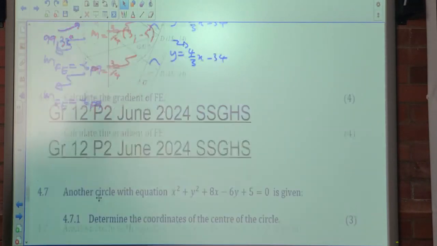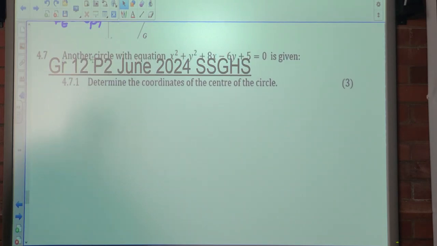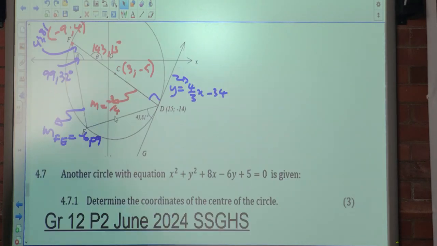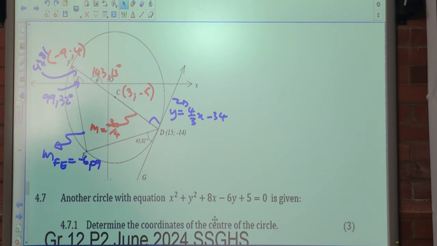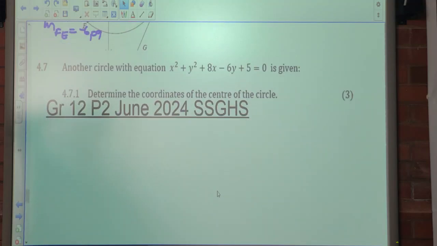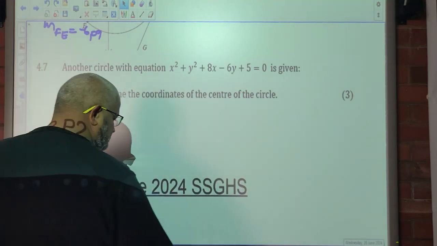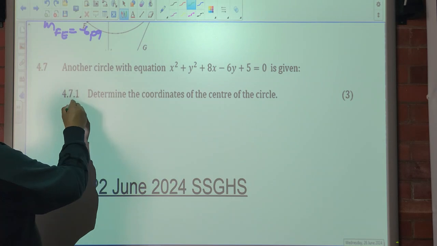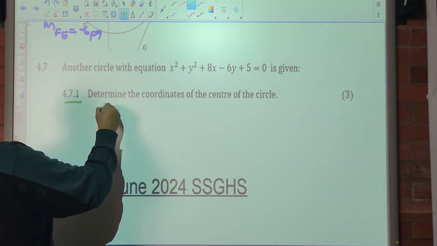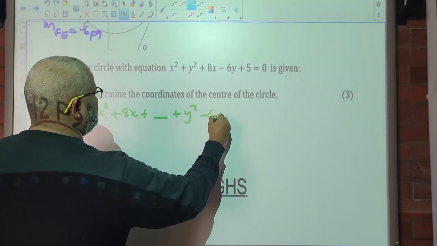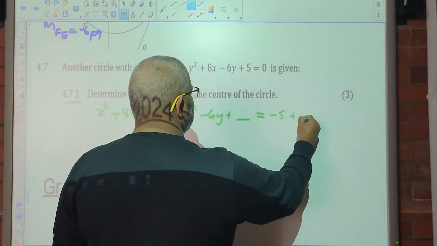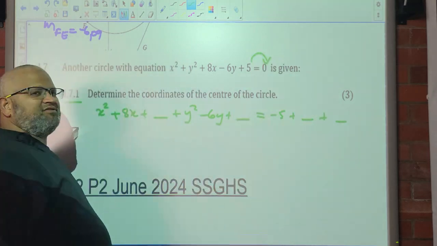So the next question says 4.7. Another circle with the equation x squared plus y squared plus 8x minus 6y plus 5 is equal to 0 is given. Determine the coordinates of the center of the circle. Okay, so for the coordinates of the center, I need to complete the square. So it's x squared plus 8x plus a number, plus y squared minus 6y plus a number, is equal to minus 5 plus the first number plus the second number. I took the 5 over the equal sign.